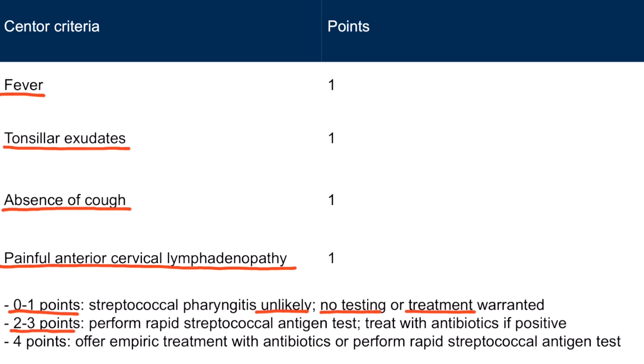If patients score 2 to 3 points, clinicians should perform a rapid strep test to assess for the presence of the infection and treat the infection with antibiotics if the test comes back positive. Lastly, if patients score 4 points, clinicians may either offer empiric treatment with antibiotics or perform a rapid strep antigen test to first confirm the diagnosis. Note that throat cultures are generally not performed in adults.